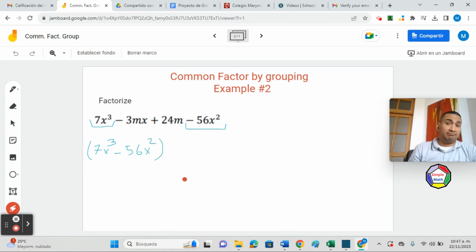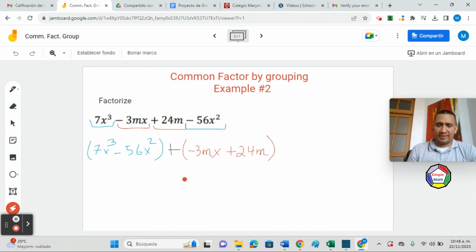Then I'm going to write a positive symbol in all the exercises. I write a plus here, and then I will choose the other two terms, which are minus 3mx and the other term which is 24m. I will put them in another parenthesis. So I will write here minus 3mx plus 24m, okay? And that's going to be my second parenthesis, all right?